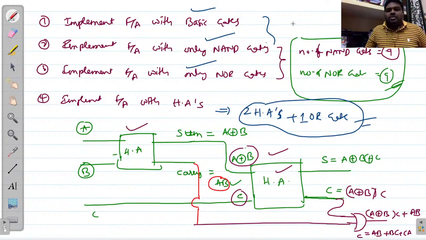Okay, so this is about half adder and full adder, and in the next session I will discuss half subtractor and full subtractor. Okay, I hope you understood these topics, right?